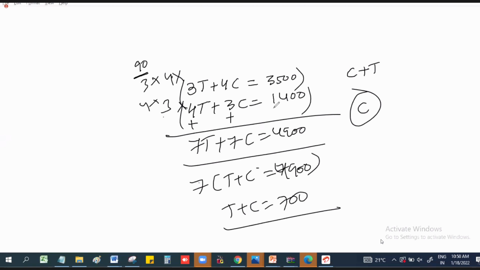If you want only C, your procedure was fantastic, mind-blowing, unbelievable. But the question is, observation is important. I want only T plus C. So observe the equations first. Once you observe the equation, your job is going to be a cakewalk. Otherwise, it will take a lot of time.